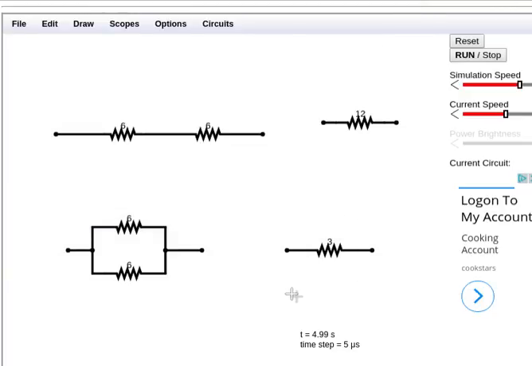There's going to be times where actually redrawing it, taking my series section or my parallel section and replacing it with a single resistor of the correct equivalent resistance will help us see the next step in the process a little bit more clearly.